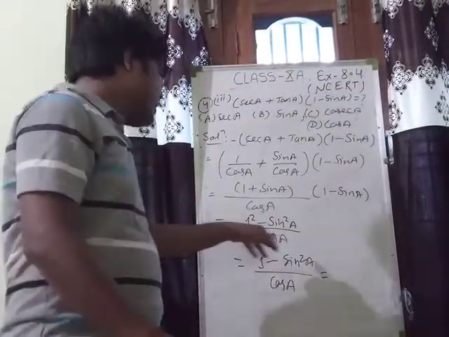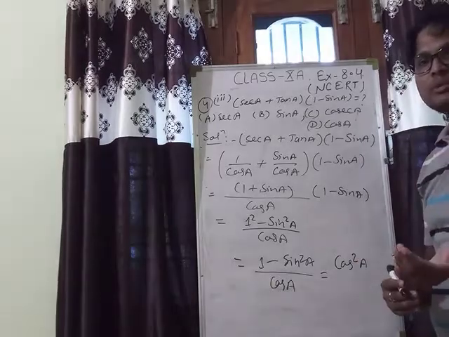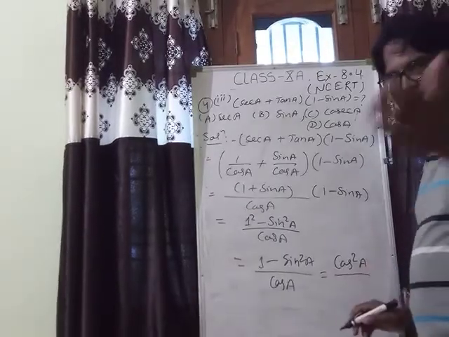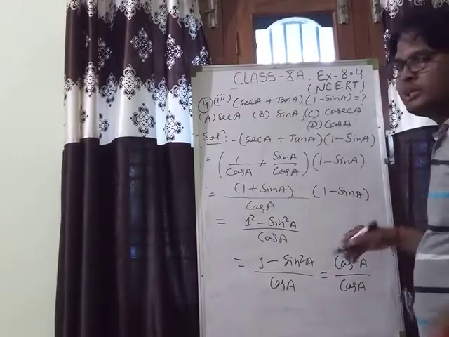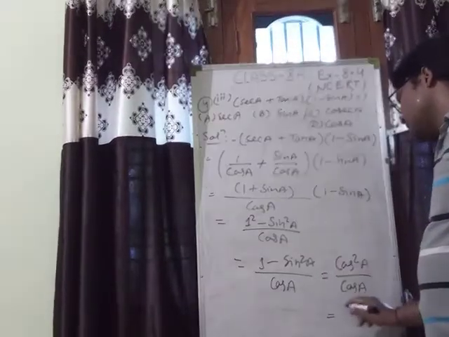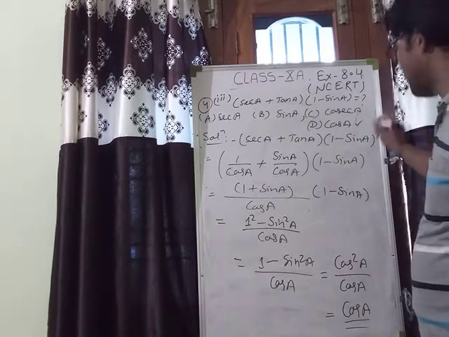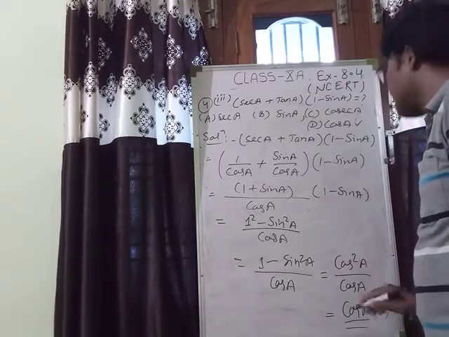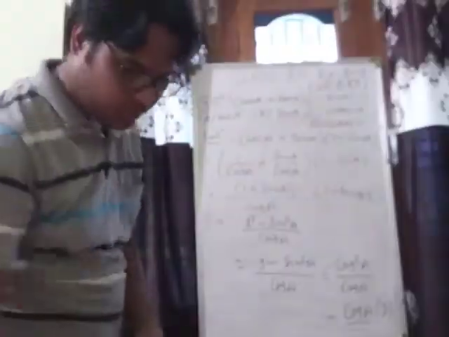And again check your identities list. 1 minus sin square theta is equal to cos square theta. So it will be cos square A upon cos A. In the numerator there is cos square A and in the denominator cos A, so one will be cancelled, that will be cos A. Okay. So your option D is correct. That is the solution of third part of question number 4.